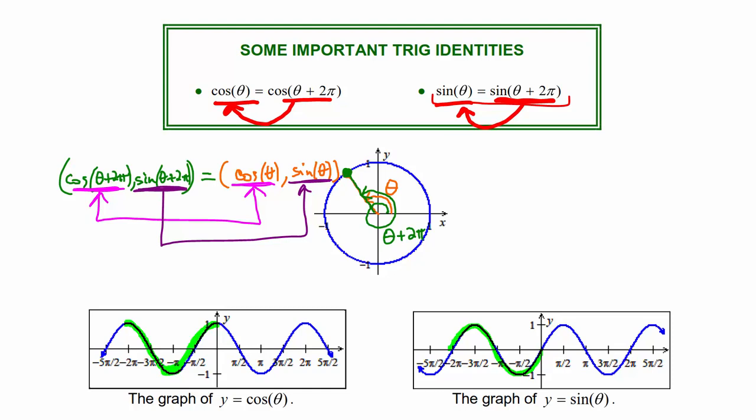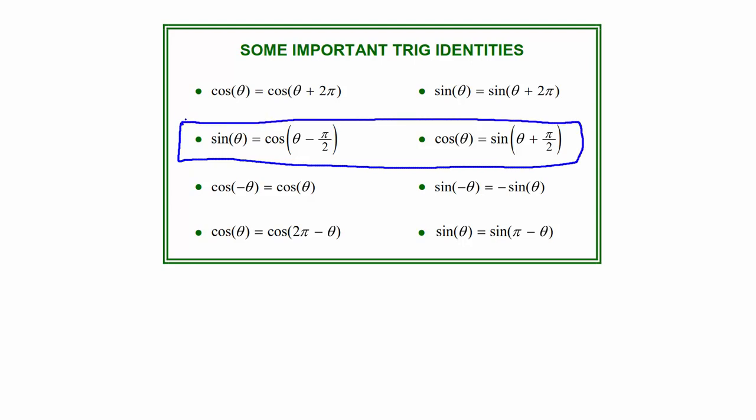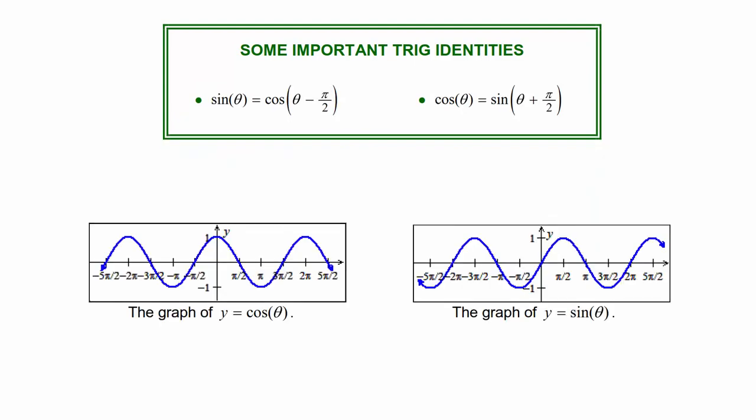All right, let's go to the next set on the table. The next set of identities on our table are these identities. I like to think of these as the shifting identities. So let's go ahead and explore those on the next page.